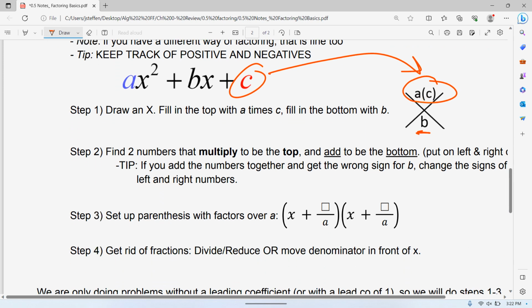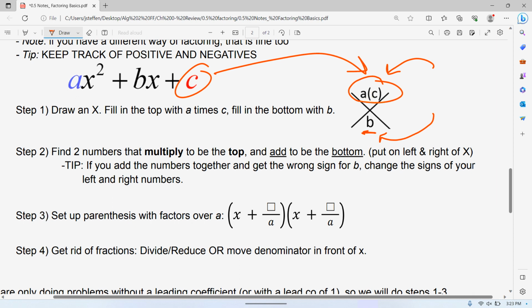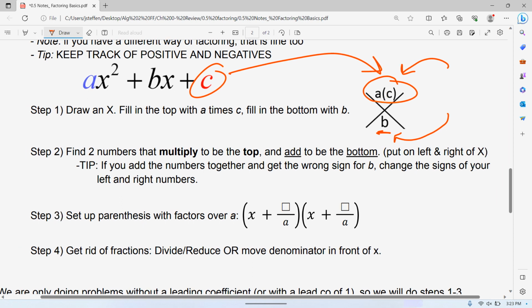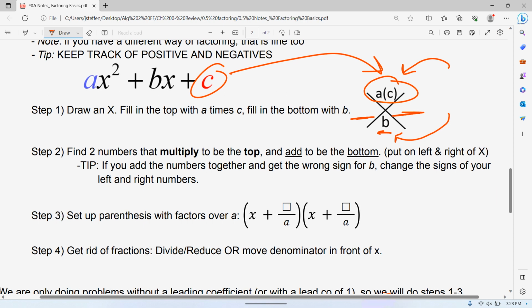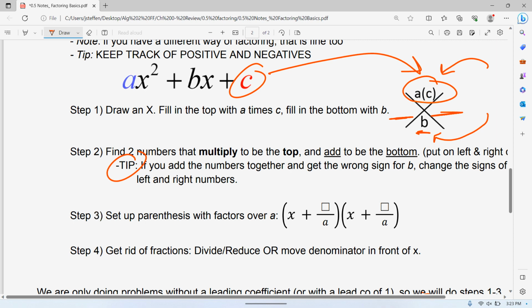We're looking for 2 numbers that multiply to be whatever your top number is, but then they add up to be whatever your bottom number is. And this is where you really want to make sure you're paying attention to positives and negatives. Once you have those numbers, you're putting them on the left hand and the right hand side. It doesn't matter which is which. Now this tip we'll talk about a little bit later, but again, it has to do with positives and negatives.